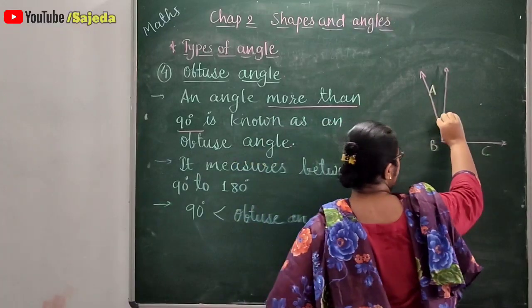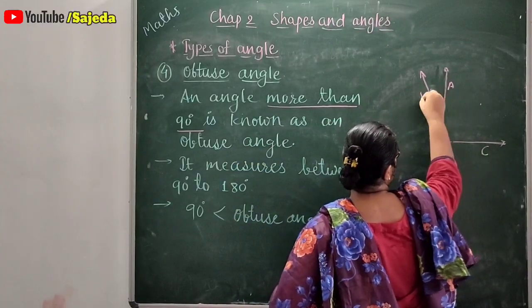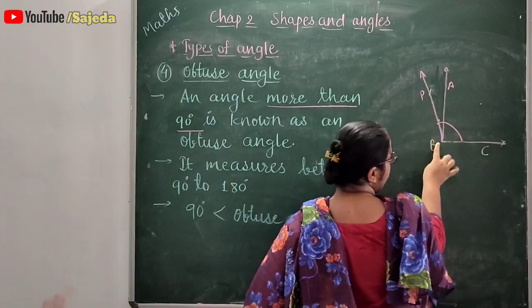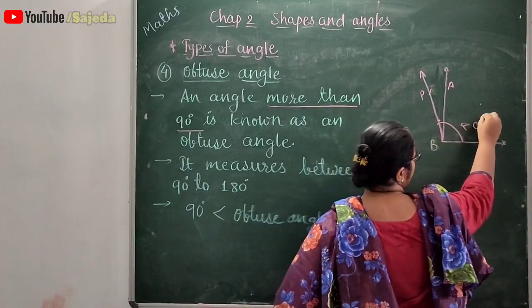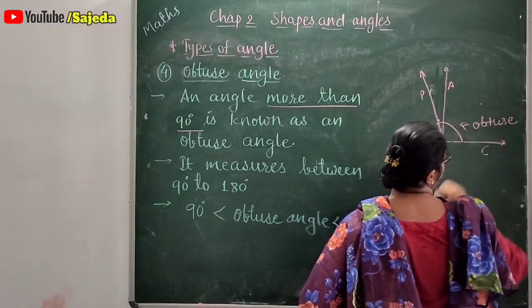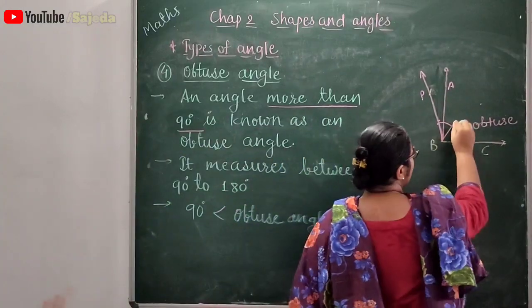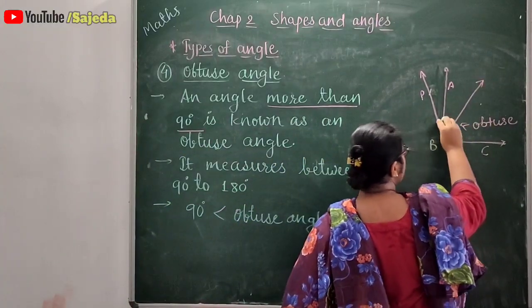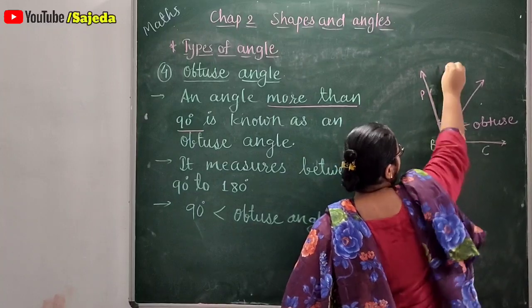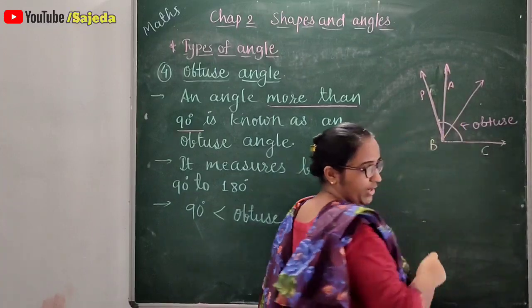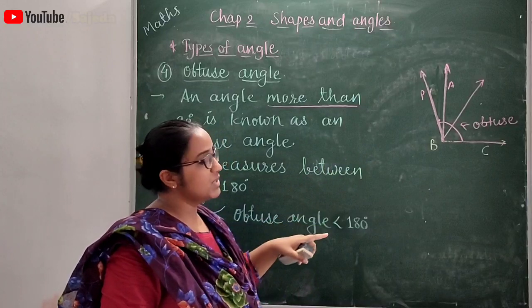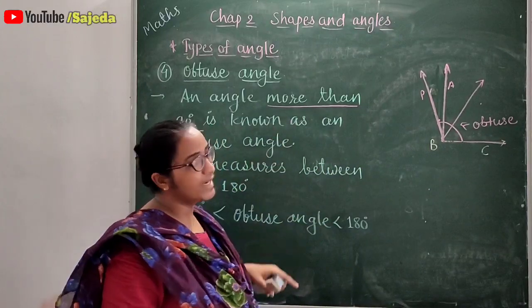So now this angle PBC is an obtuse angle. If it is less than, it will go like this, and if it is more than, then it will go outside of this ray. So this is an obtuse angle. It is more than 90 degree.